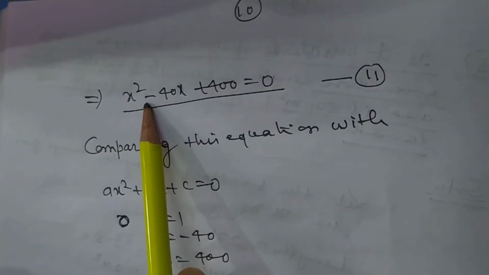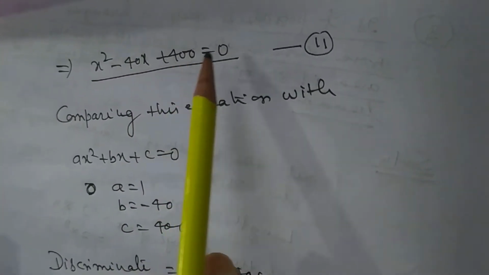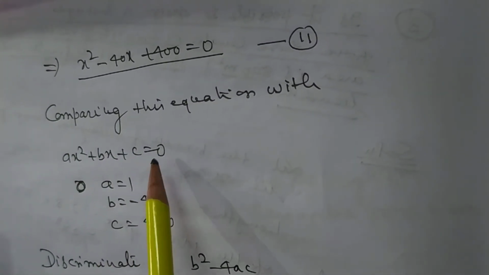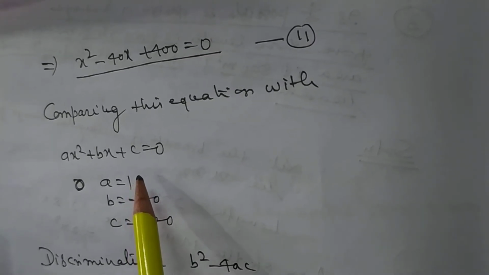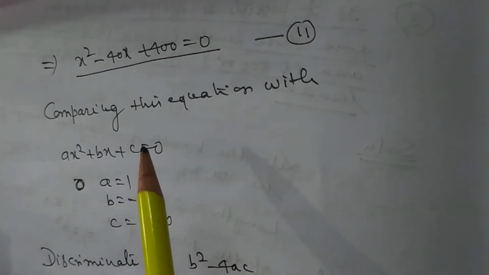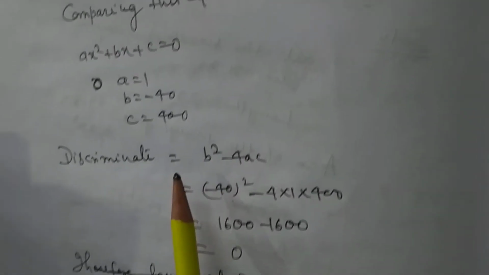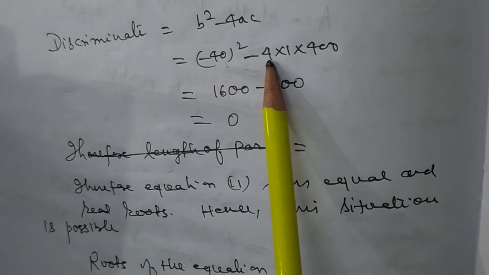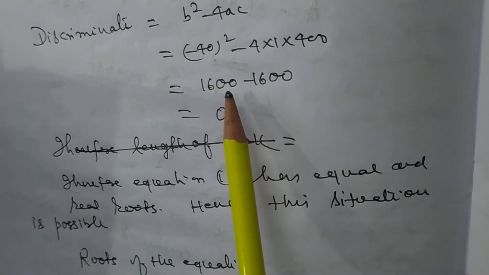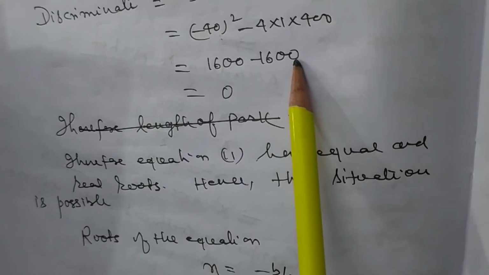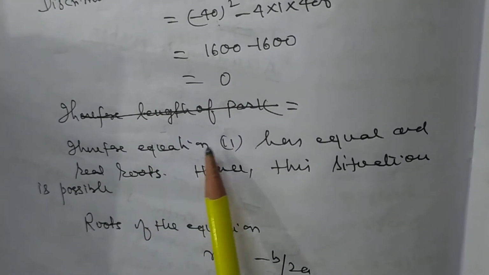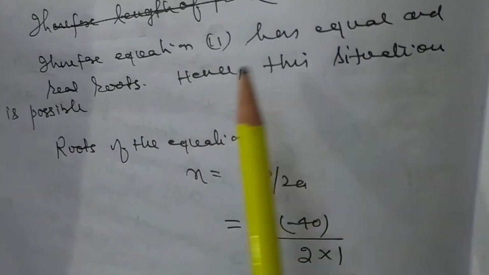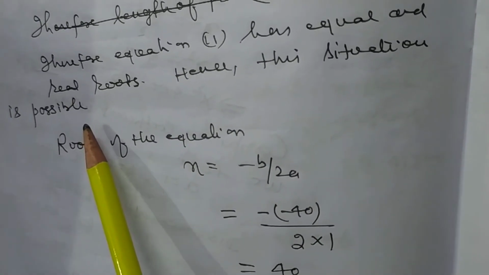Now we have a quadratic equation, x square minus 40x plus 400 is equal to 0. Comparing this equation with ax square plus bx plus c is equal to 0, it will be a is equal to 1, b is equal to minus 40, c is equal to 400. So discriminant is equal to b square minus 4ac, minus 40 square minus 4 into 1 into 400. That is 1600 minus 1600 is equal to 0. Therefore, equation second has equal and real roots. Hence, this situation is possible.